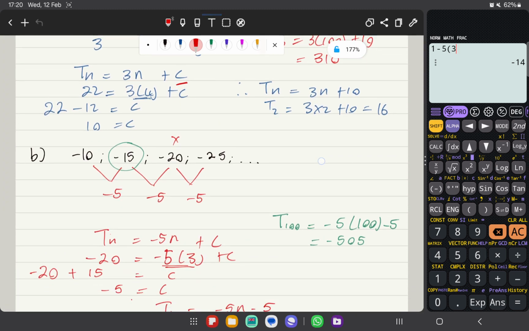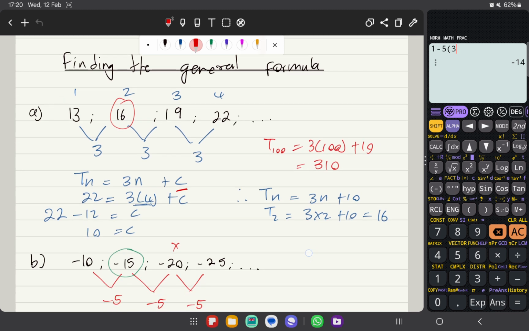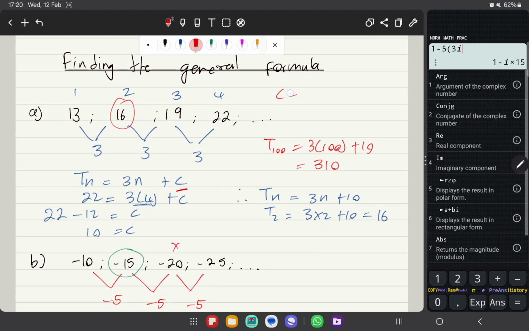Let's give it a last try with number A. C equals T1 minus D. T1 is 13 minus 3, which is 10. And there we go, 10. So that's something you all should remember. Try not to forget it, and your life won't be miserable.